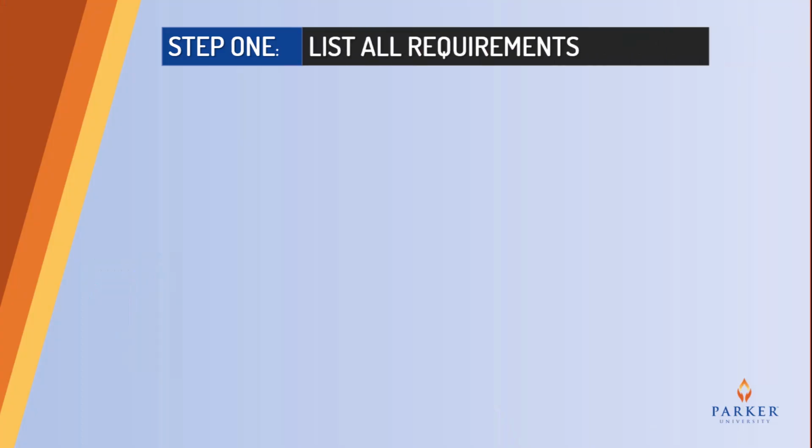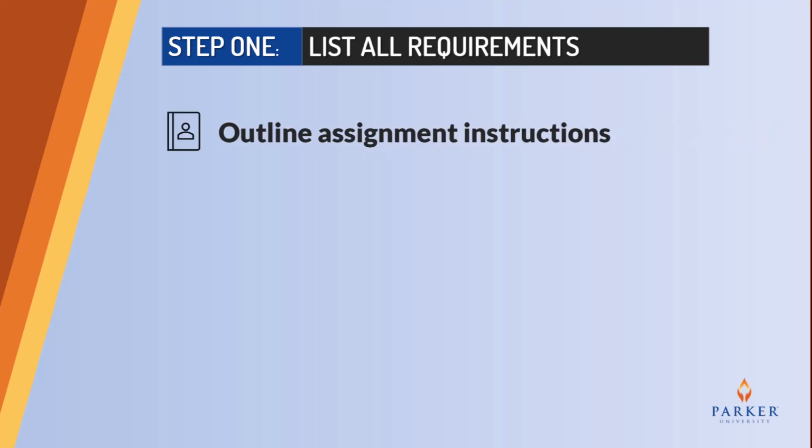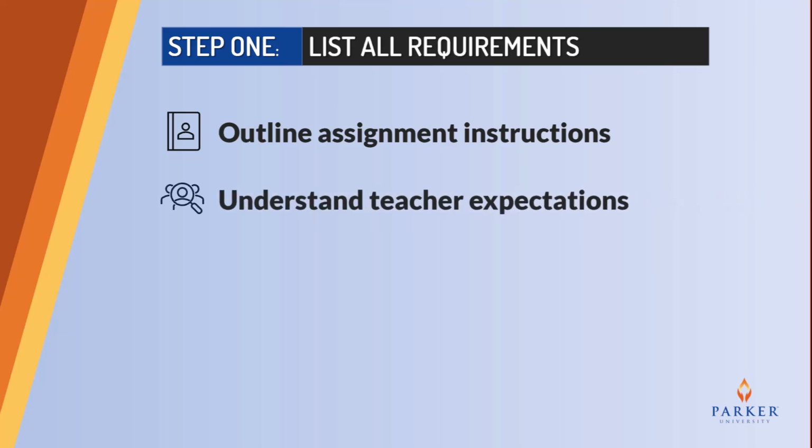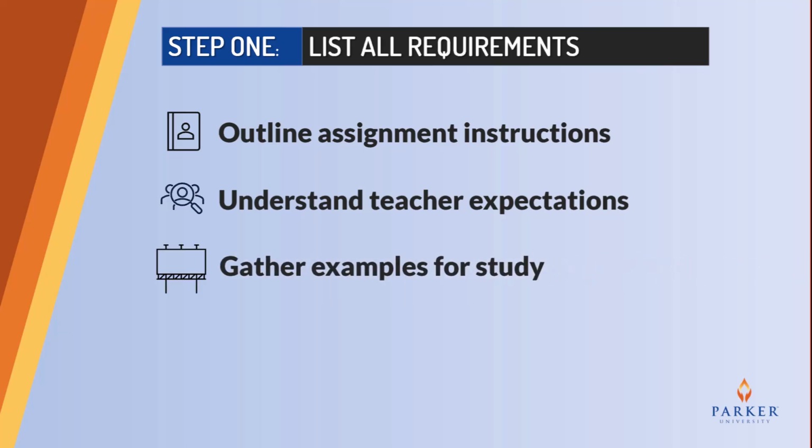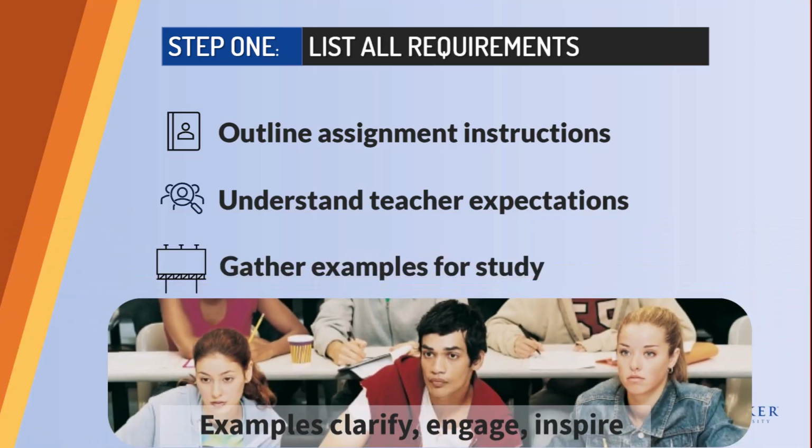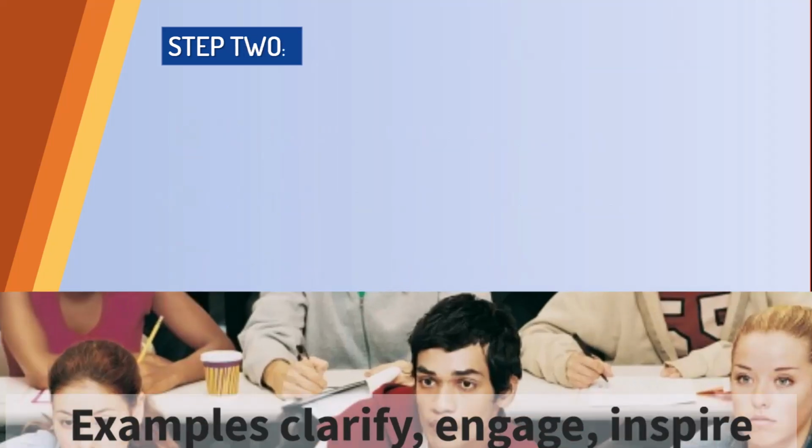List the requirements. Your first step is to outline the assignment's requirements, which can sometimes be unclear. That's why it's important to ensure you know exactly what the teacher expects. Try to gather examples of previous successful submissions for this or a similar assignment. Some teachers provide examples directly, or you might find them in your school's library or online. Study them to better understand exactly what's expected.